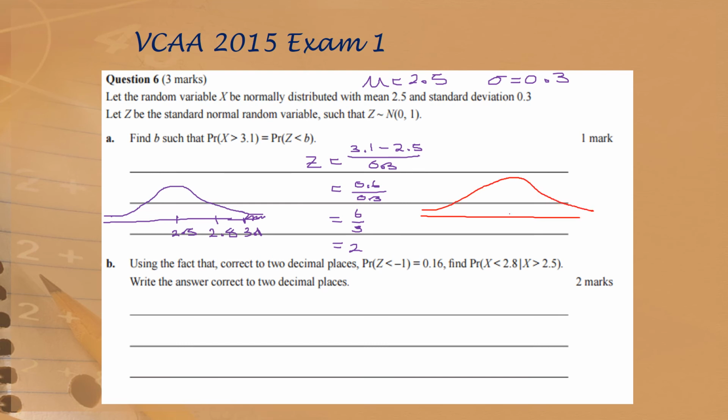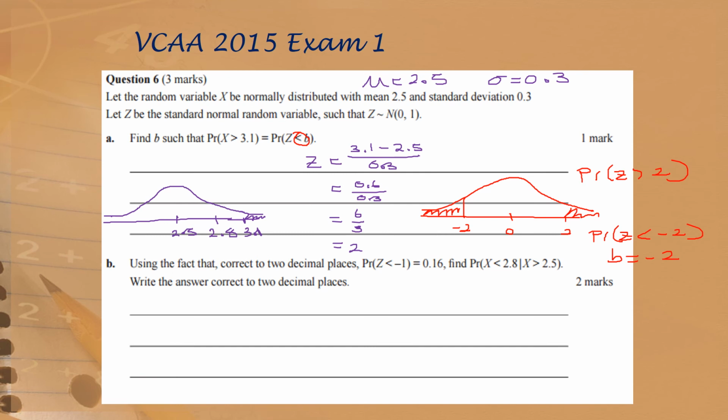So in my standard normal distribution, my value of 2, that's going to be the same as the probability z is greater than 2. But I want z less than a number, which means I need to find the symmetrical part over here. And so what I will be looking for is the probability z is less than -2, which means that the value of b is equal to -2.